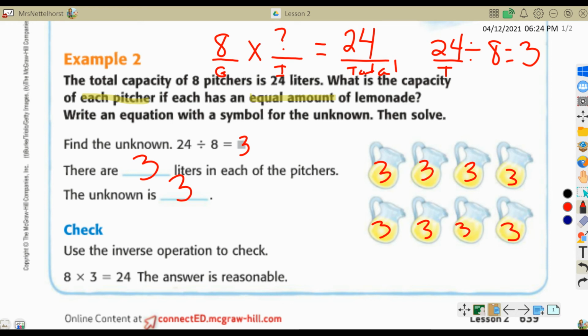Use the inverse operation to check. Okay, so 8 times 3 is 24. So the answer is reasonable.